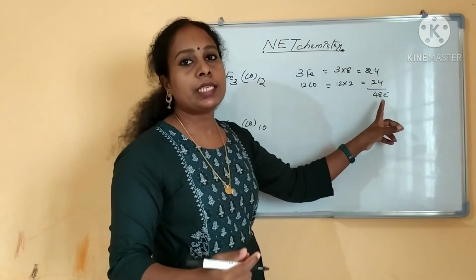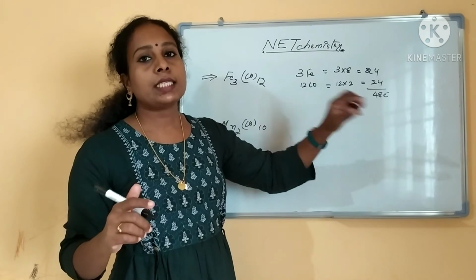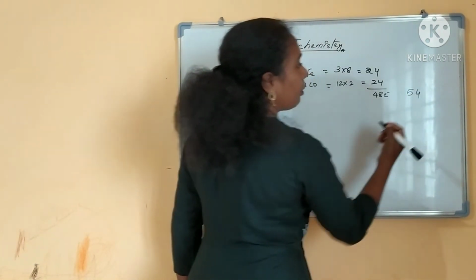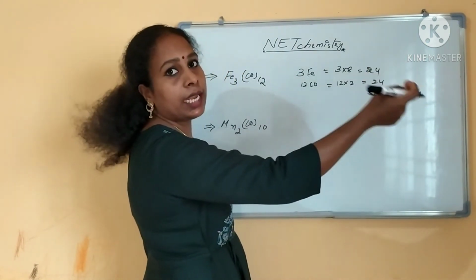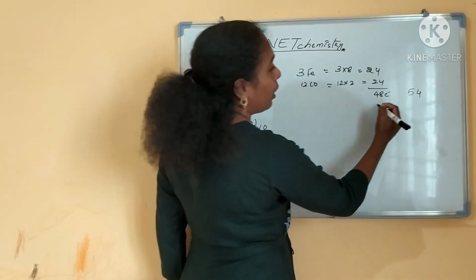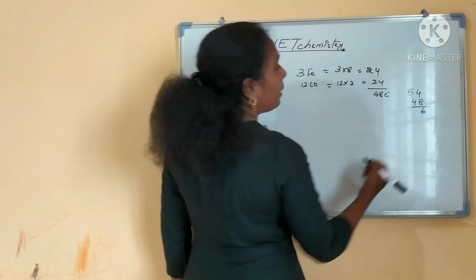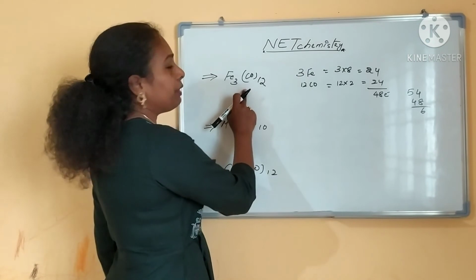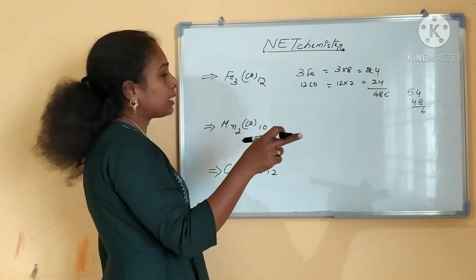Is this 48 a multiple of 18? No, it is not a multiple. So what is the nearest multiple of 18? It is 54, right? 54 can be divided by 18. So if you are getting this number, you have to see the nearest multiple of 18. So 54 minus 48, you will get a value of 6. So you have to check with this Fe3(CO)12, how will you get the other 6 electrons?